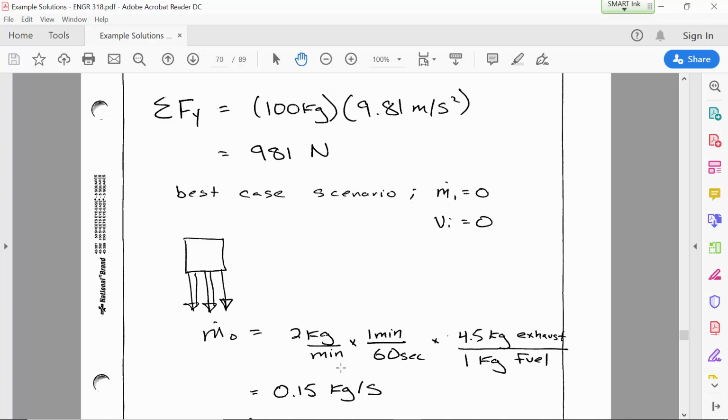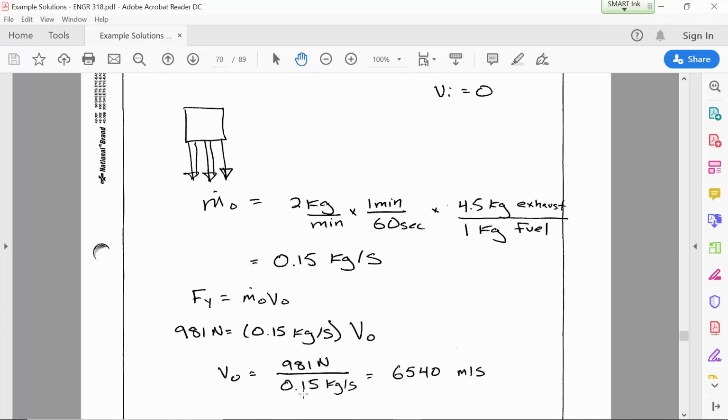So the best case scenario is that when the person first takes off, there isn't going to be any mass flow rate or velocity associated with what's coming into the engines. As the person is climbing upwards, actually they're going to lose thrust because there will be a mass flow rate and a velocity that's coming into the jets. But we'll neglect that for now and assume the best case scenario generating the most thrust. So with a mass flow rate of 0.15 kilograms per second, then the velocity in this case would need to be 6540 meters per second.